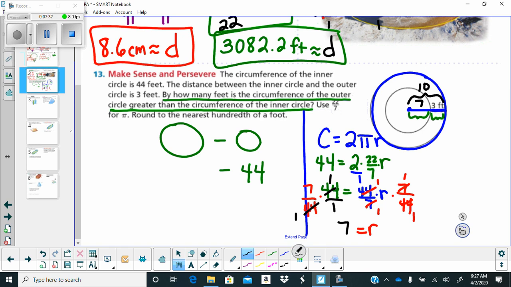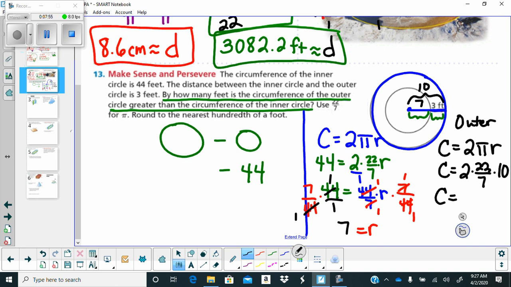So now I need to find the circumference of the outer circle. So circumference equals 2 pi r. This is the outer circle. So that would be 2 times 22 over 7 times 10. I can do this several ways. You can just type that straight into your calculator. You can also put that over 1 and that over 1 and multiply it.